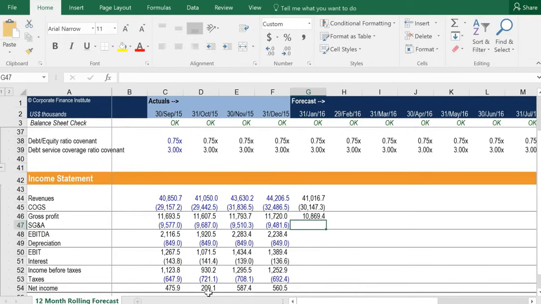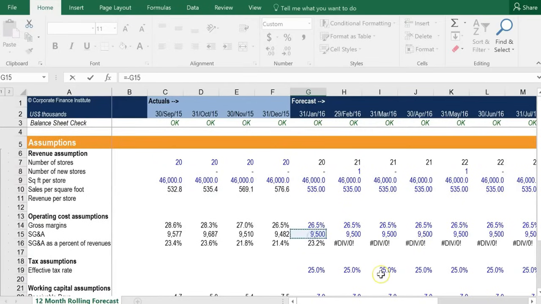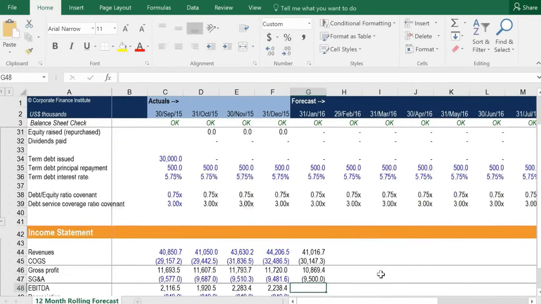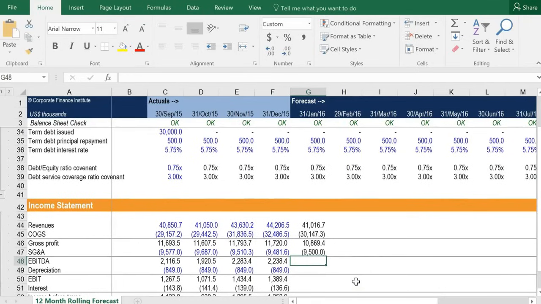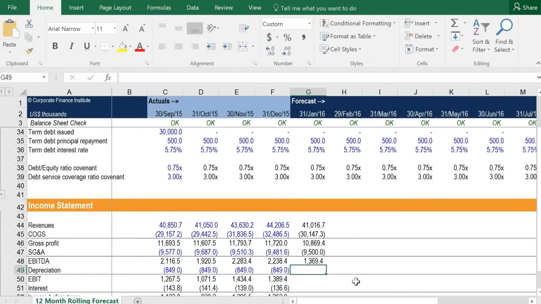Next, I can pull forward SG&A from the assumptions section. It's going to be equal to, and I'm putting a negative sign to flip it here, the monthly SG&A in thousands. From there, I can calculate EBITDA. EBITDA is going to be equal to the sum of gross profit and the SG&A expenses.